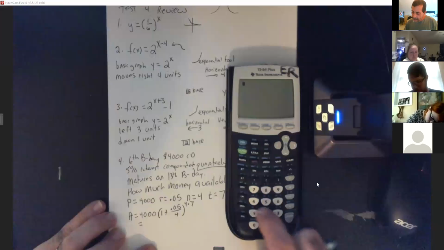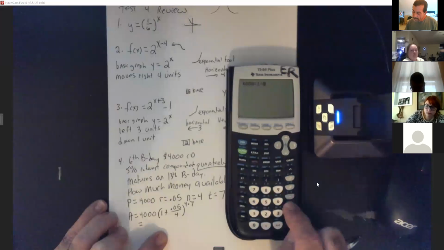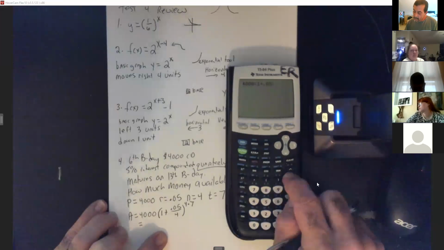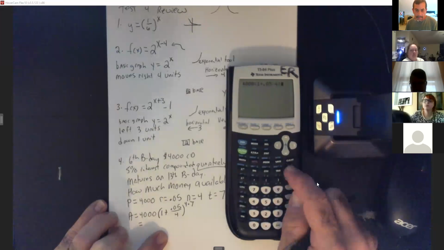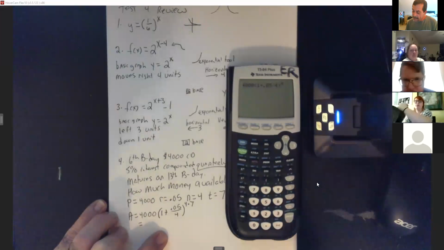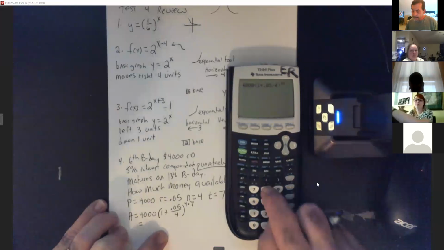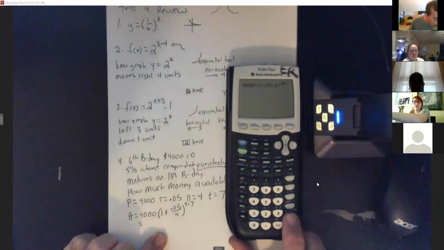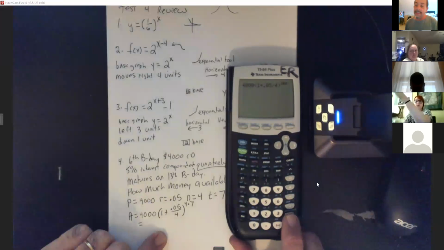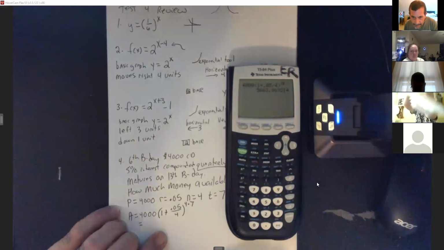So there's 4,000 parenthesis, 1 plus 0.05 divided by 4. Close those parentheses, and then the exponent would be 4 times 7, or you can just put 28. So it'll be the 28th power. Now, we're going to round this to the nearest cents. So, what's that?